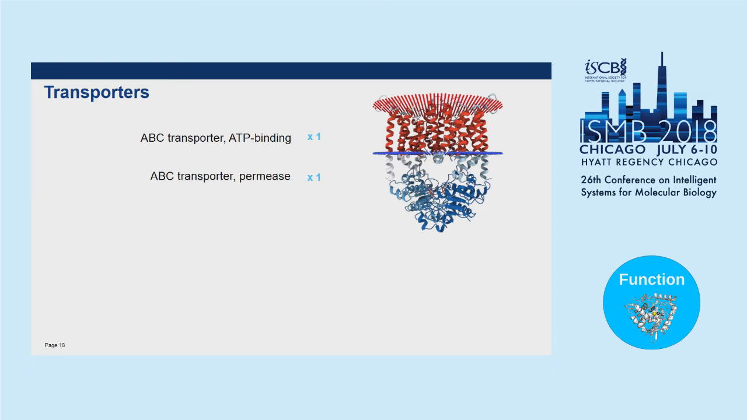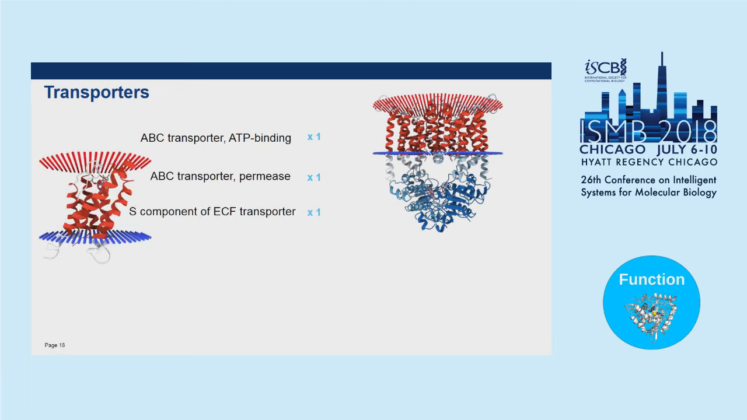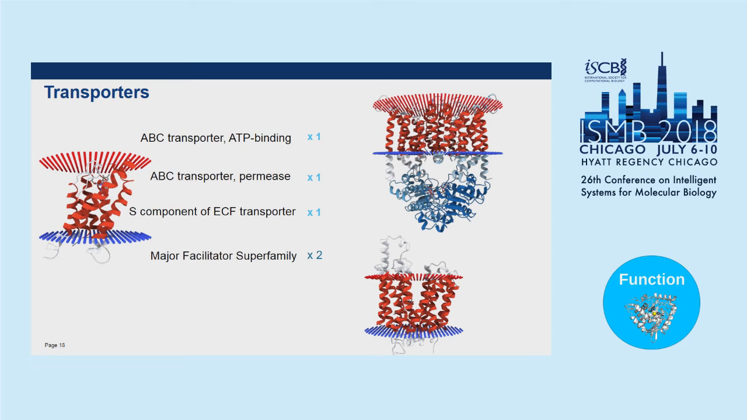So the 22 new likely transporters include 5 that are from specific types of transport: 2 ABC transporters, 1 ATP binding, 1 permease protein, 1 S component of ECF transporters, 2 that are likely to be from the major facilitator superfamily, and 17 that are transmembrane proteins, a general transport. We didn't assign any specific type.